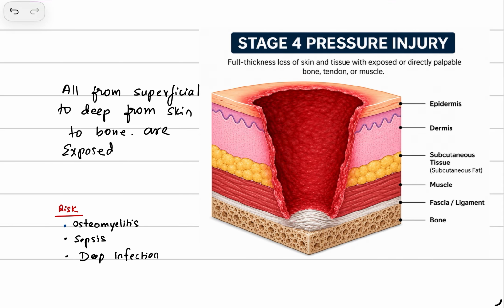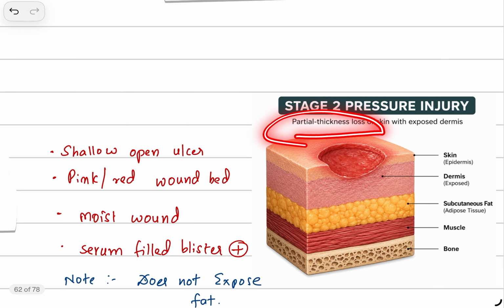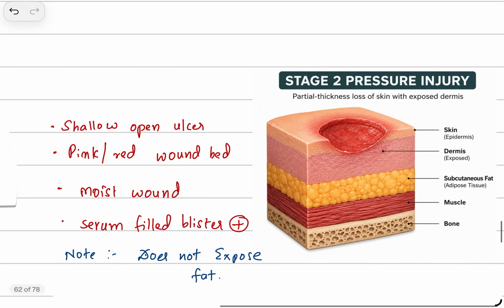Stage 4 ulcer will be called full thickness loss, and stage 3 also will be called full thickness loss with the subcutaneous, but stage 2 will be called partial thickness loss. Are you understanding? So stage 2 is also known as partial thickness. Stage 4 is full thickness loss, which is exposing bone directly. It is called stage 4.